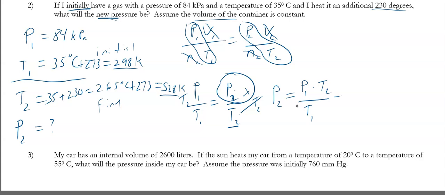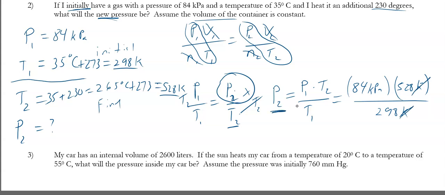And now we can go ahead and plug that stuff in. So P1 is 84 kPa, kilopascals, times temperature 2, and in Kelvin, remember, that is 528 Kelvin, divided by temperature 1, which is 298 Kelvin. Actually, let's look at our units really quick. Over here, we have Kelvin on top and Kelvin on bottom, so that's going to cancel. We're looking for a pressure, and we're left with kilopascals, so that's going to be my units when I solve for P2.